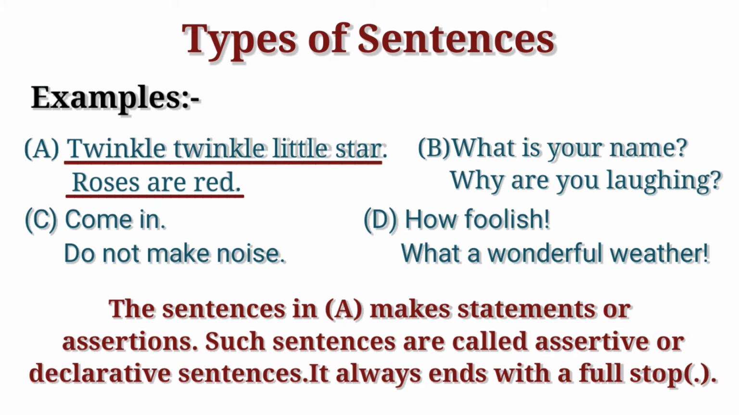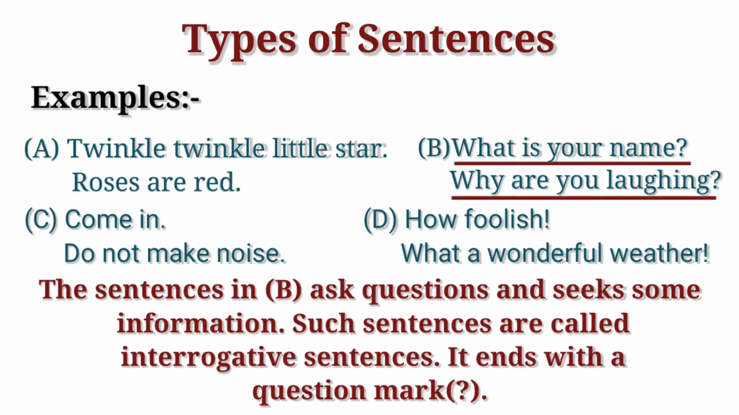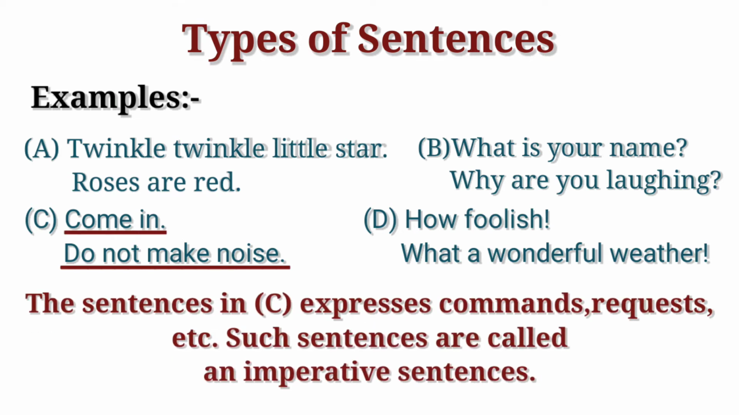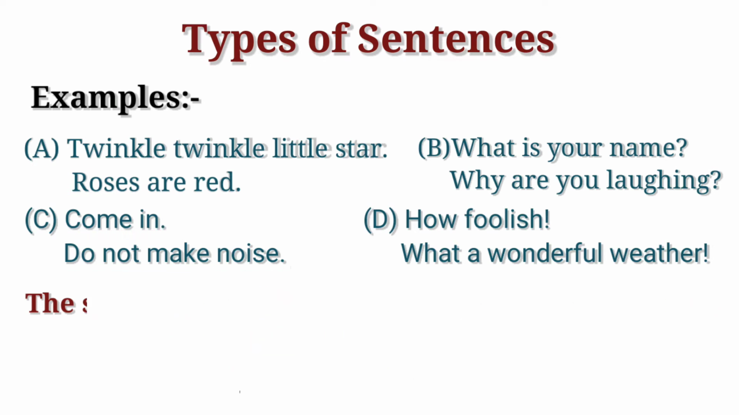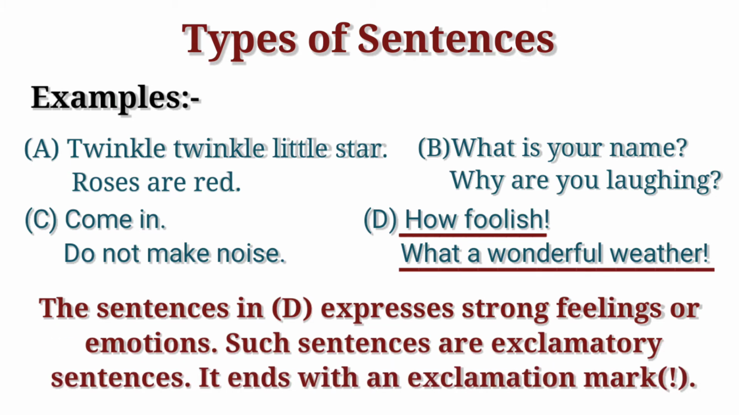Such sentences are called assertive or declarative sentences. It always ends with a full stop. The sentences in B ask questions and seek some information. Such sentences are called interrogative sentences. It ends with a question mark. The sentences in C express commands, requests, etc. Such sentences are called imperative sentences. The sentences in D express strong feelings or emotions. Such sentences are exclamatory sentences. It ends with an exclamation mark.